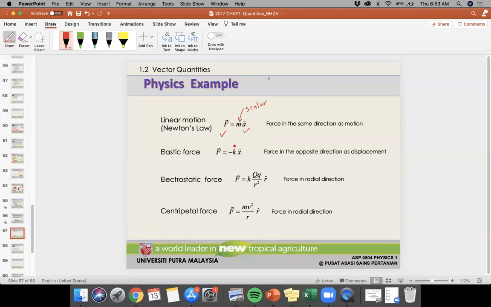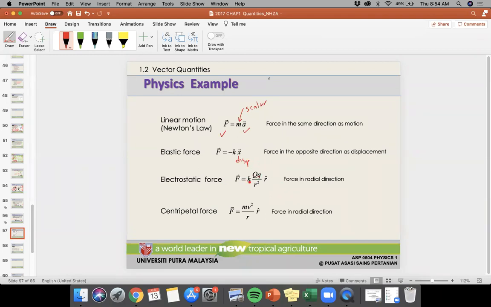Okay, elastic force, F equals minus kx. This guy is just the constant of the spring and it is a scalar. How do you know it's a scalar? It doesn't have that little arrow on top. So it is a negative scalar quantity, which means that the displacement, x, is in the opposite direction as the force. So force is in the opposite direction as displacement, or displacement is opposite to the force. Okay, we will look at this example later.